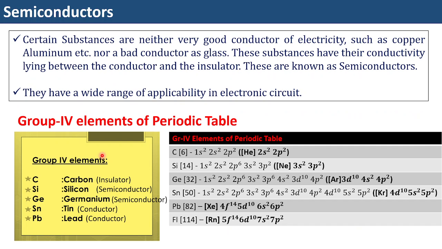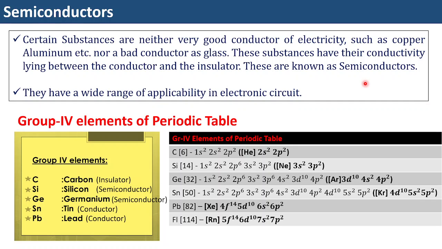Now, there is an in-between class which carries electricity but not as good as the conductor or as bad as the insulator. So their conductivity lies somewhere between that of the conductor and the insulator, and they are known as semiconductors. As a definition, certain substances are neither very good conductors of electricity such as copper or aluminum, nor bad conductors of electricity such as glass. So these substances have their conductivity lying in between the conductor and insulator, and they are known as semiconductors. So that is the reason why the word semi is there.